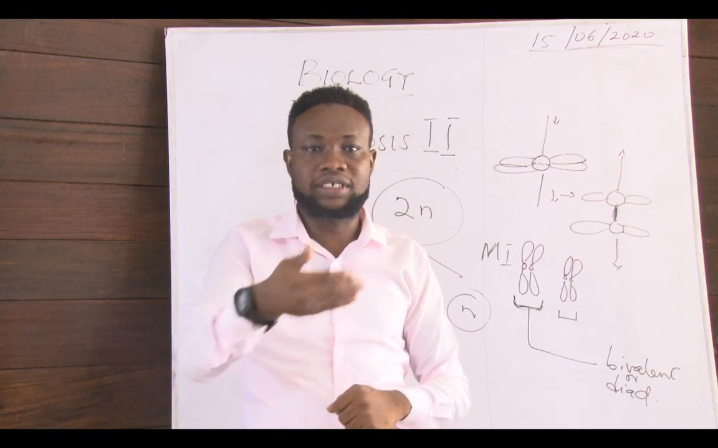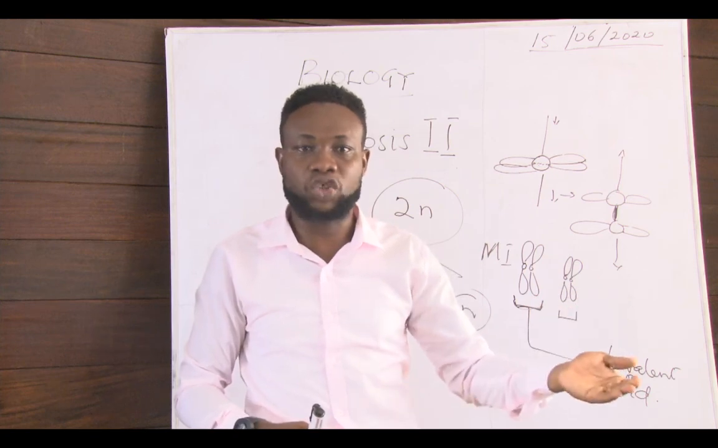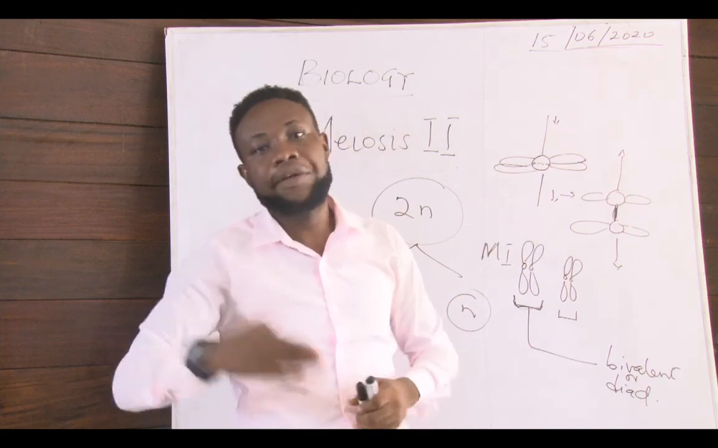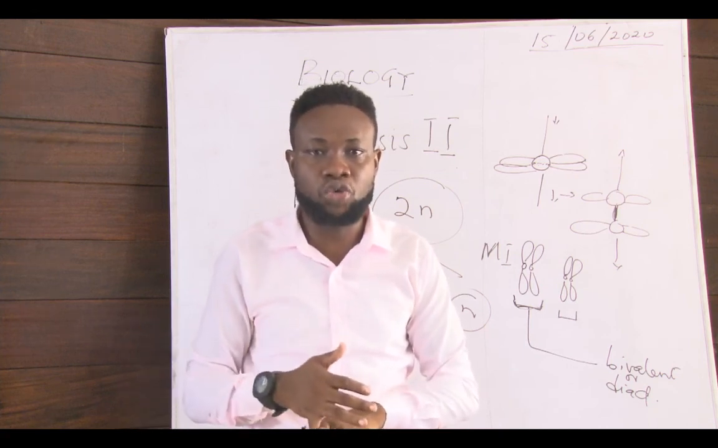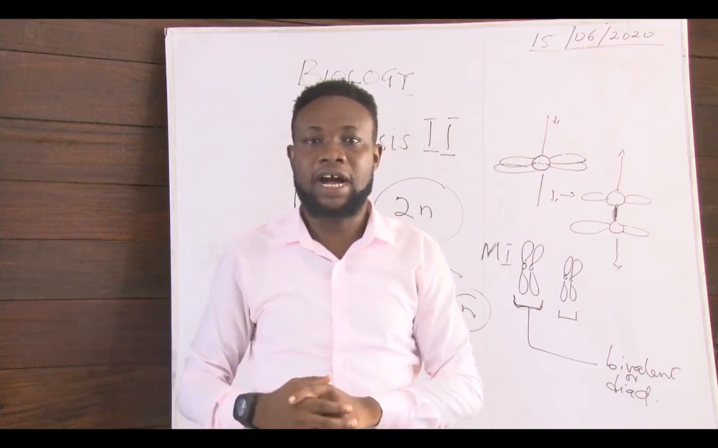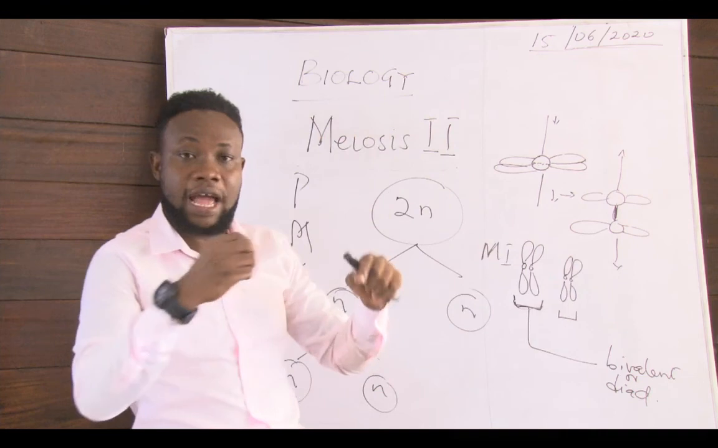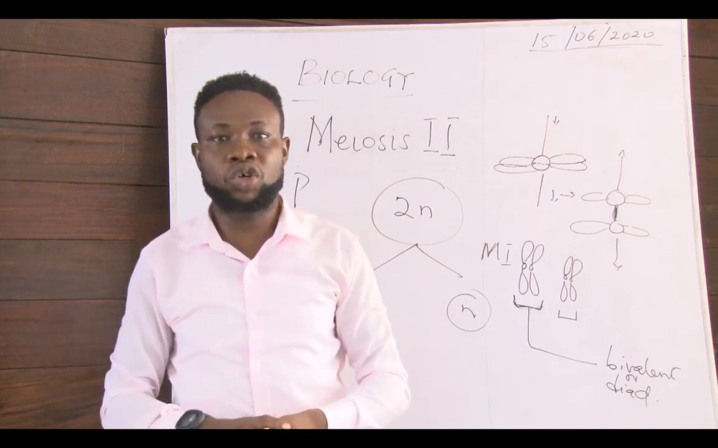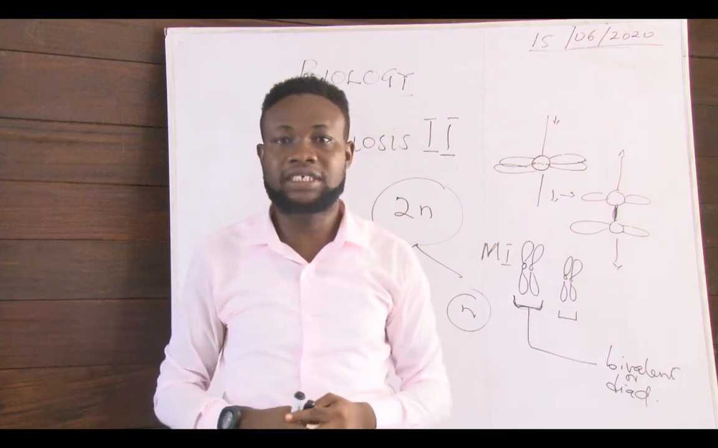So we took time to look at meiosis 1, which involved our PMAT. So we said that we have prophase 1, metaphase 1, anaphase 1, telophase 1. Then we have our cytokinesis 1. Then we went on to look at meiosis 2. We also had our PMAT, but this time around it was prophase 2, metaphase 2, anaphase 2, telophase 2. Then we went on to look at cytokinesis 2. Then we talked about what really happened in each of these stages. I gave you a short assignment, and the short assignment was to enumerate or tabulate 7 differences between meiosis and mitosis.